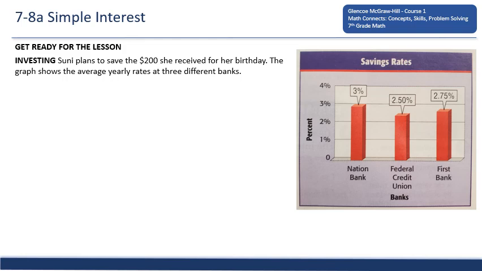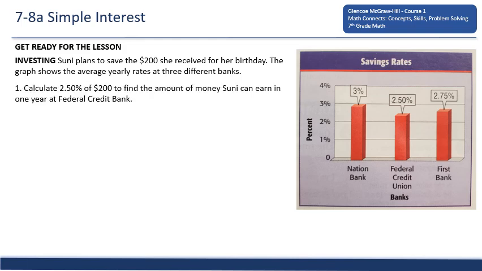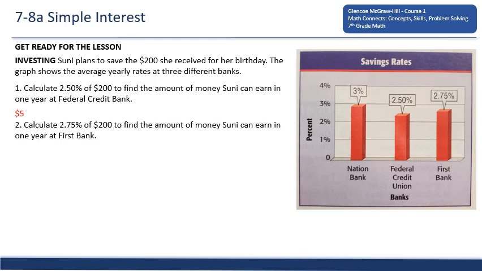Investing. Suni plans to save the $200 she received for her birthday. The graph shows the average yearly rates at 3 different banks. Calculate 2.5% of $200 to find the amount of money Suni can earn in 1 year at Federal Credit Bank. So it's $5. And calculate 2.75% of $200 to find the amount of money Suni can earn in 1 year at First Bank. $5.50.